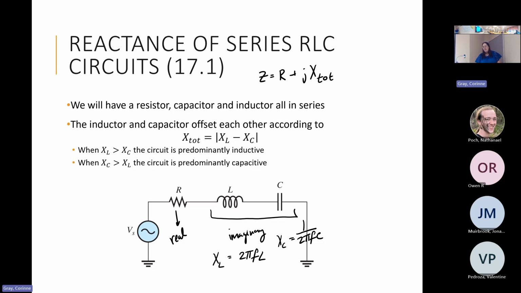If instead the capacitive reactance is greater than the inductive reactance, you have a predominantly capacitive circuit. So it would act more like an RC circuit, even though technically it's not exactly the same. So there will be an extra piece of terminology that sometimes gets added to our questions to tell us which way the circuit is behaving.